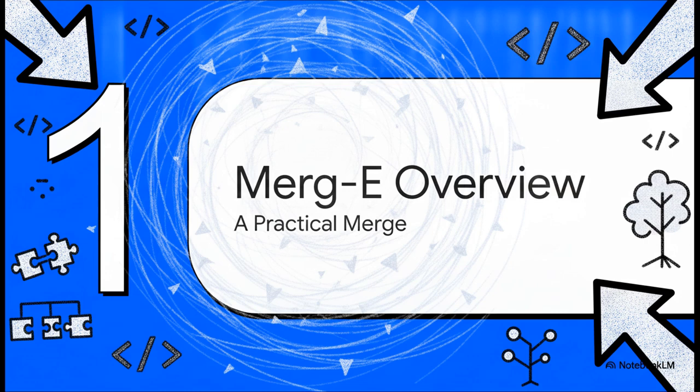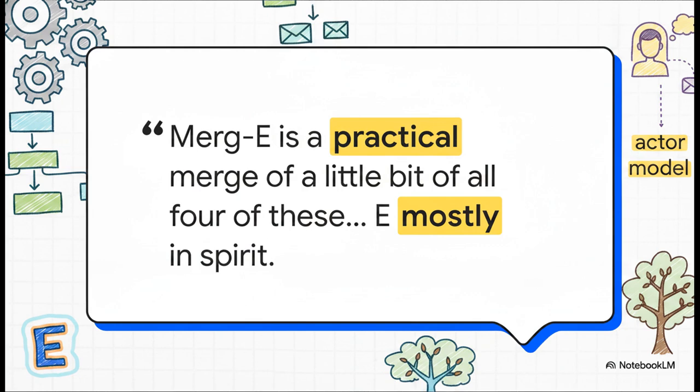Let's talk about this practical merge. So, the name Merg-E isn't just some random label they slapped on. The documentation explicitly describes it as a practical merge of a few different programming paradigms. It pulls a little bit from pure object capabilities, the actor model, data flow architectures, and functional programming. And it's practical because it's designed with some very strict time resource constraints in mind.